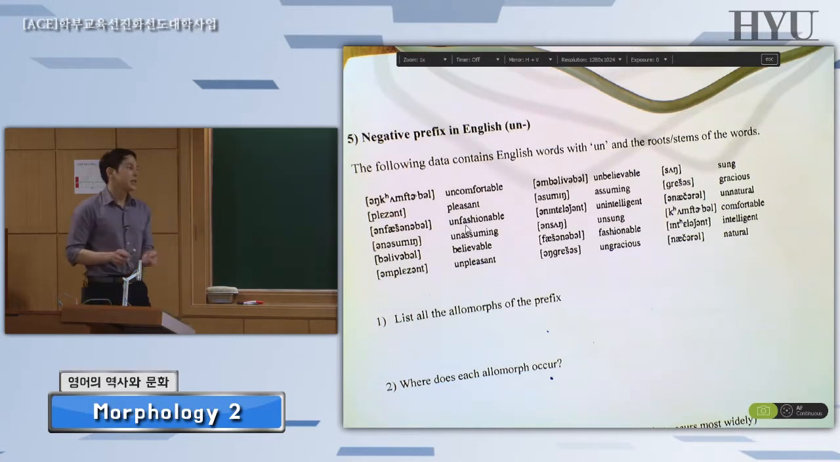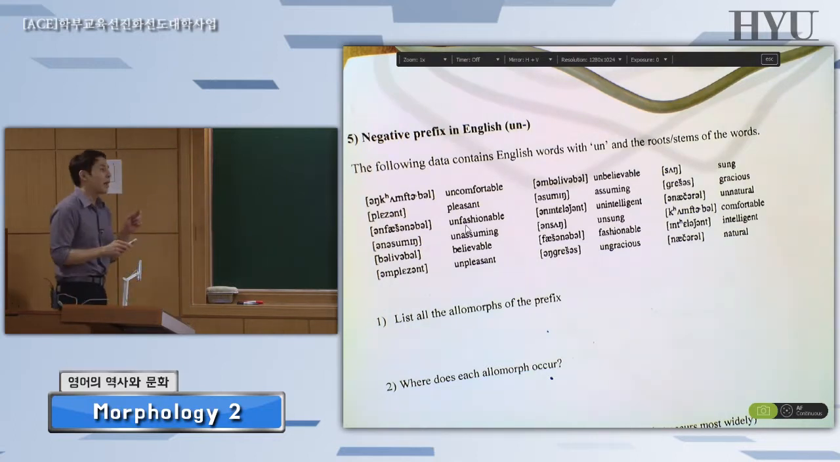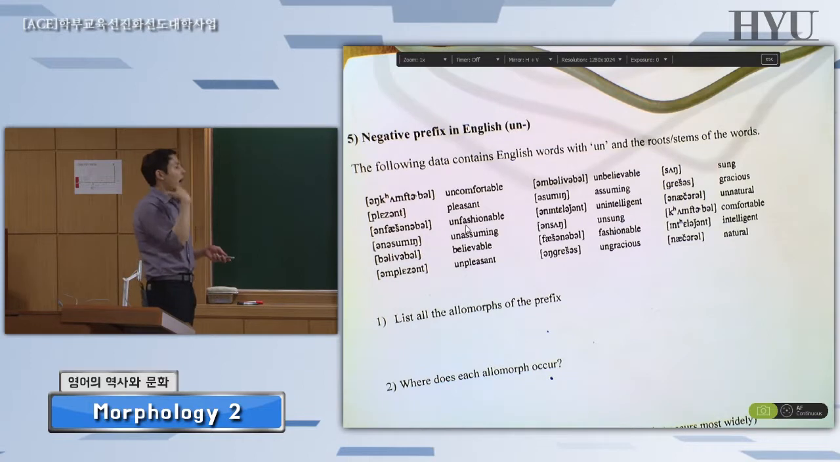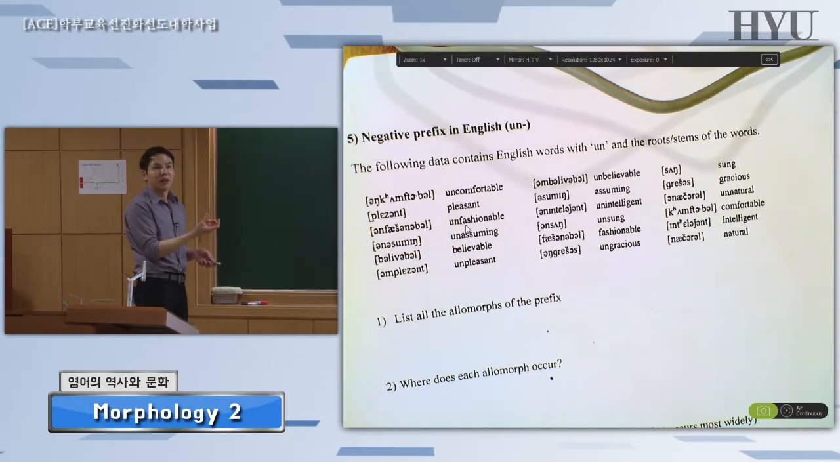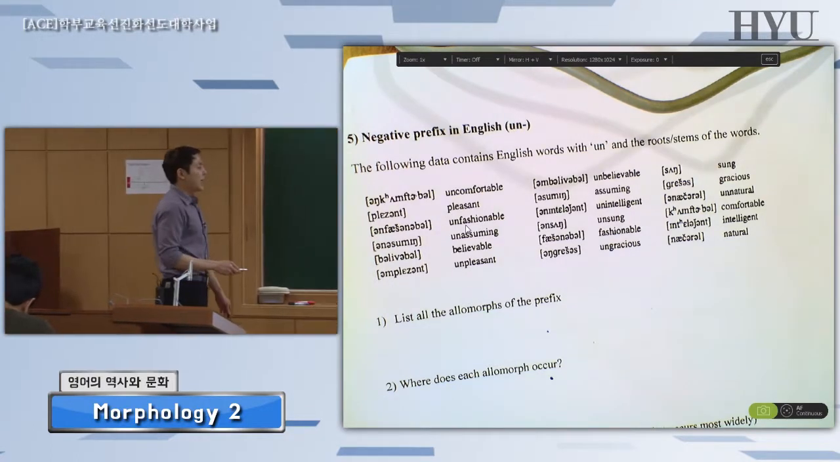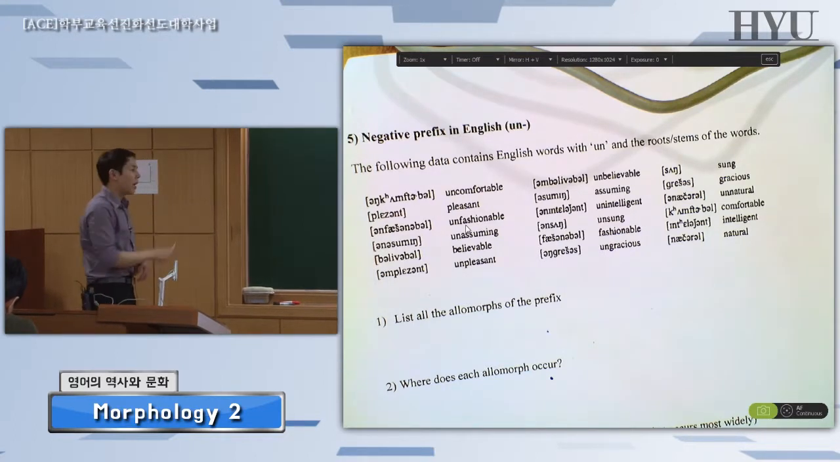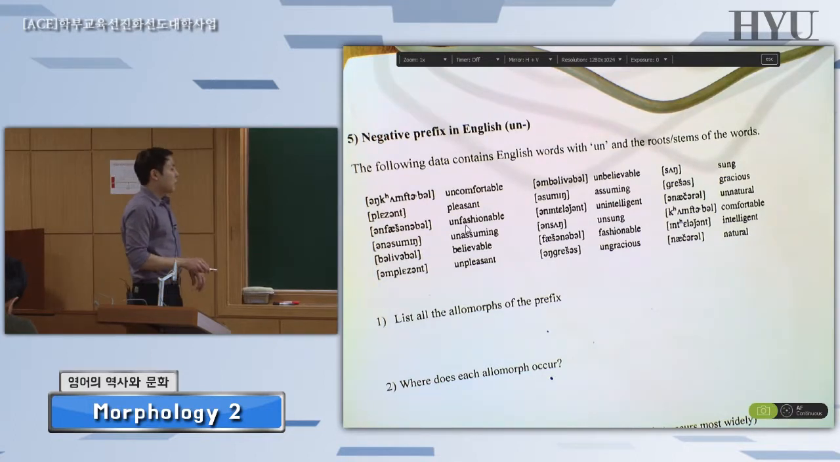So what you would do is divide the words here into different morphemes. No, just the morpheme un, okay? Just focus on the morpheme un, and see how many allomorphs of un you have. First, list the allomorphs of the prefix. How many different types of allomorphs do you see in this set of data? Then, where does each allomorph occur?